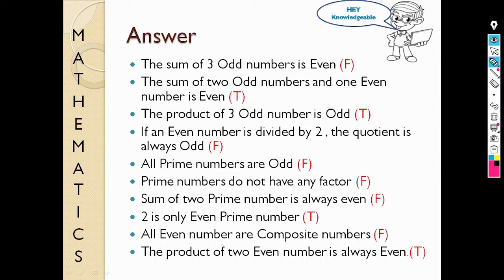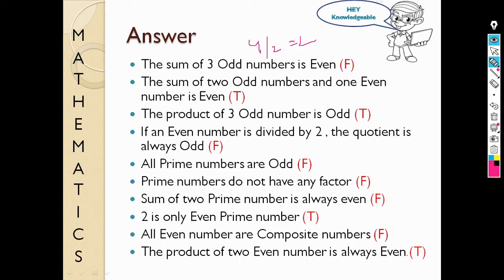The product of three odd numbers is odd. This is also true. So try to multiply 3 into 5 into 7. So this will give you 105. So this is odd. So I think this statement is true. So let's come to the fourth question. If an even number is divided by 2, the quotient is always odd. This is false because let's take the even number 4 and divide it by 2. So it will give you the value 2. So this is not odd.